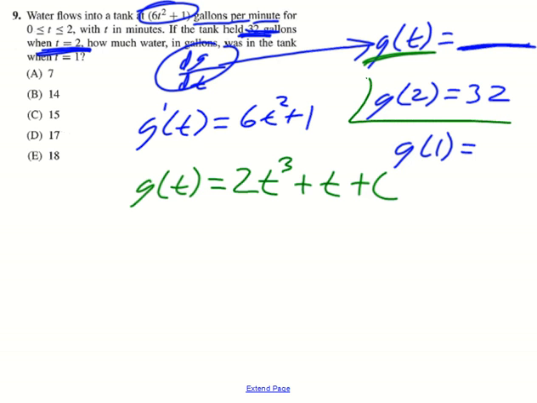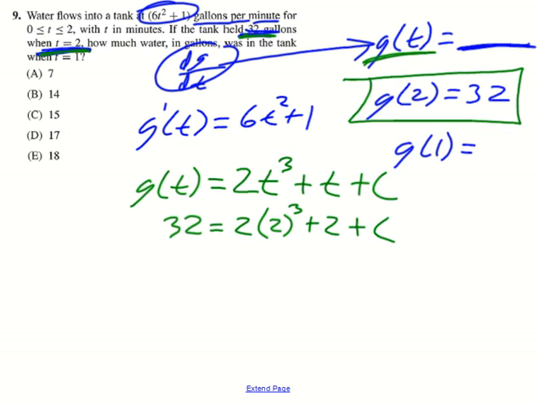And so we're really close to being able to solve this thing, except we need to know what C is. Now that is where this information that they gave you about this specific instant, when t is 2, there's 32 gallons, is the critical information that we need in order to actually figure out what C is. So we know that G of 2 is equal to 32. So 32 has got to equal G of 2. So when time is 2, this thing has got to equal 32.